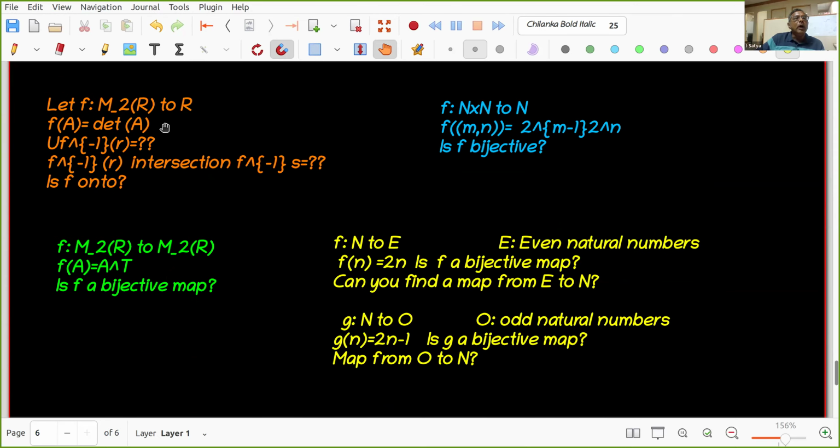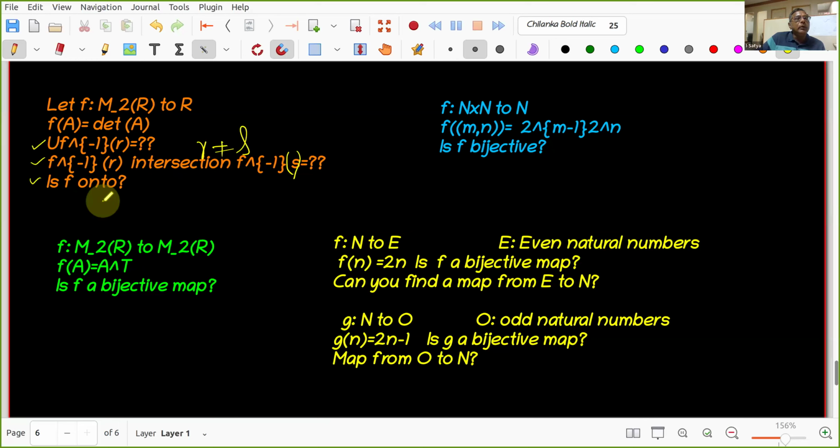So, f from M2(R) to R, f of A equal to determinant of A. What is f inverse of 1? Okay, just what is f inverse of r, where r is any real number that you need to discuss. What about the intersection of the two sets f inverse of r and f inverse of s when r is not equal to s? One of you very nicely pointed out r not equal to s. If they are equal, they are the same, right? He is very careful. Whoever told me at that time, I forgot, but very nice.